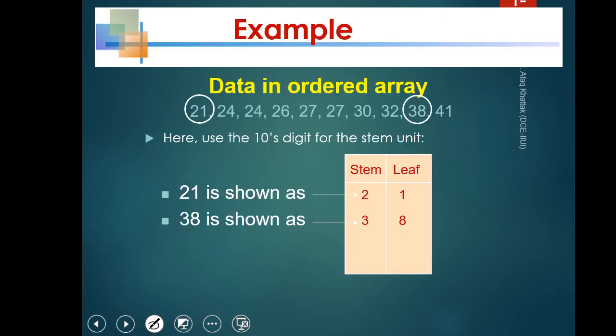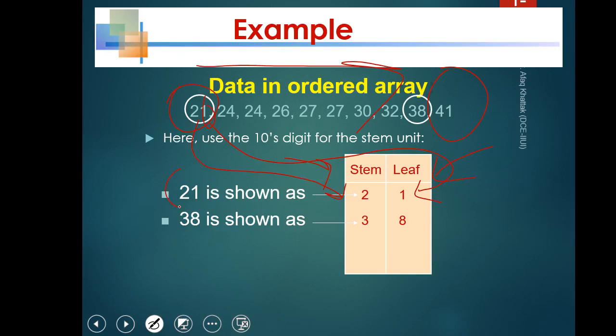So if we have data in an ordered array, which means that if we obtain some raw data from the field or from an experiment, we can arrange it in increasing order. The lowest one here is 21, and 41 is the highest one. So we make a table, and on the left side we make a column for stem, on the right side a column for leaf. We take the first digit of the number, that is 21, and write it in the stem area, and the second digit we write in the leaf. So that is for the first one.